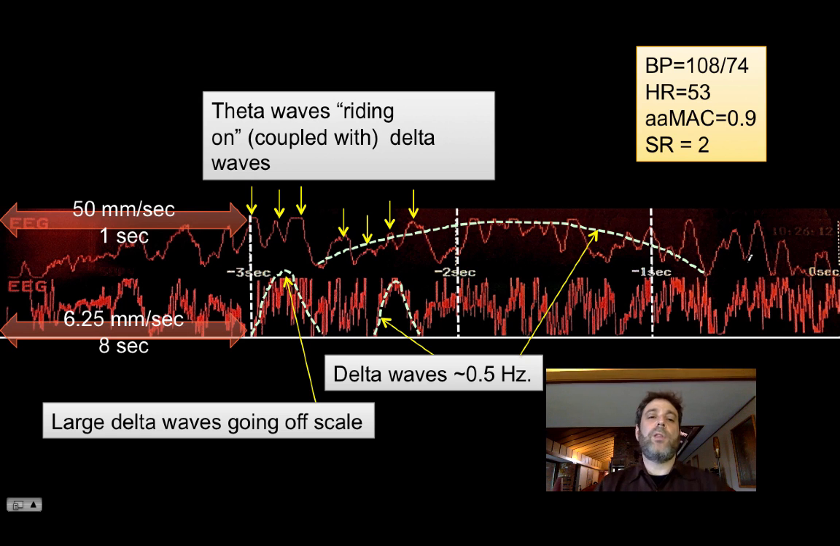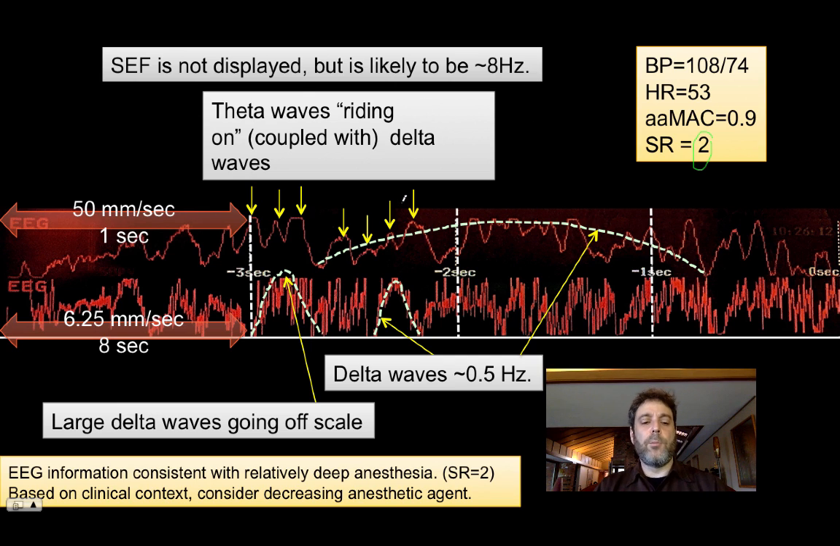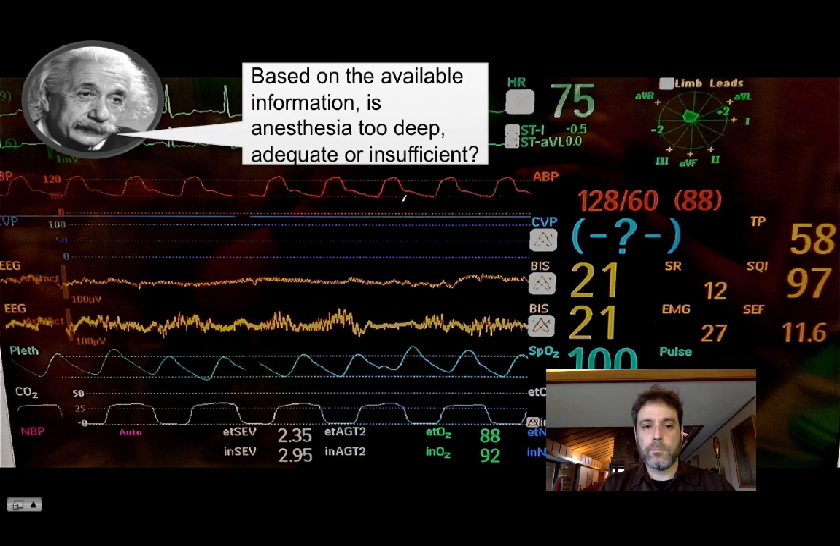So you have theta waves riding on or phase amplitude coupled with delta waves, and you've actually even got some suppression over there, so this is consistent with deep anesthesia. The spectral edge frequency isn't displayed, but it's likely to be about 8 Hertz, given that our spindles are theta spindles. So based on this, I would consider decreasing anesthetic concentration.